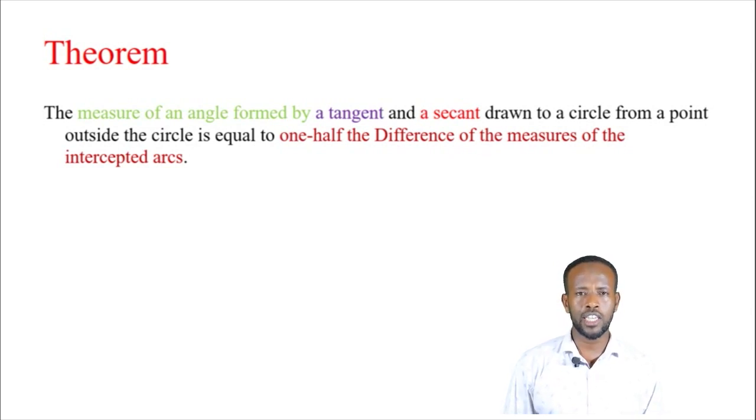What angle are we talking about? The angle is made up of what? Tangent and secant. Do you remember what tangent was? What secant was? I am sure you remember, isn't it? Tangent was a line that touches only one point of the circle, while secant was a line that touches the circle at 2 points. Now let us see in figure form what it will become.